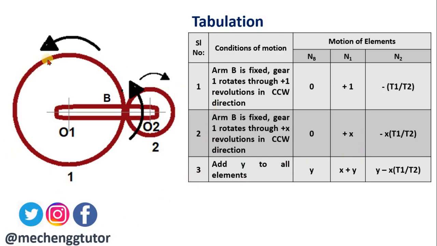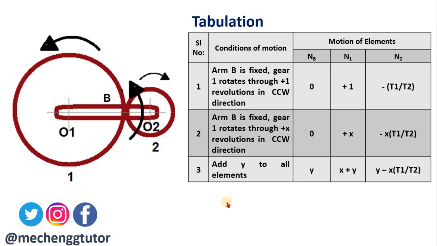Now to all these elements we add Y. So now arm B will rotate about O1 with Y. Then N1 will rotate about O1 first with its own speed, that is X, and also the speed of the system, it will become X plus Y. Gear 2 will rotate about O2 with minus X into T1 by T2, but it will rotate about O1 with plus Y. So it will be Y minus X into T1 by T2. That will be the revolution of gear 2 about the center O1. And again, this will be positive because it will be rotating in counterclockwise direction.